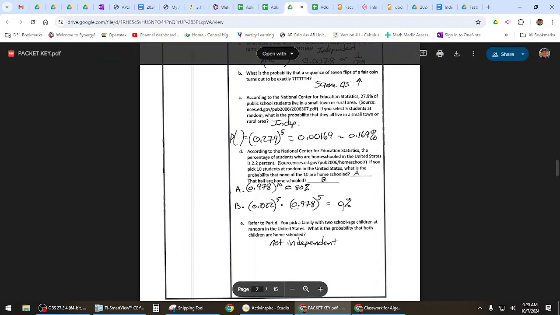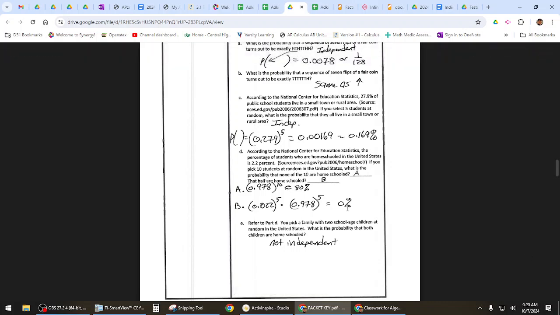I put 0 here. The number is not actually 0, but it's really, really close to 0. Like if you put it on your calculator, there will be some numbers, but it's just so far to the right that it's essentially 0. All right. So why did I put not independent on E?